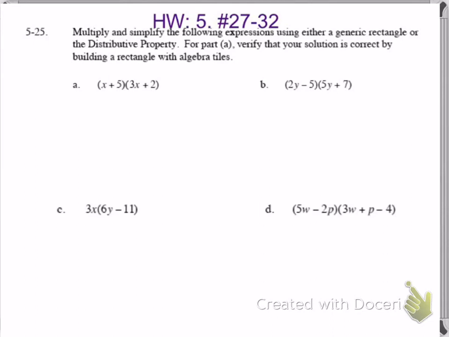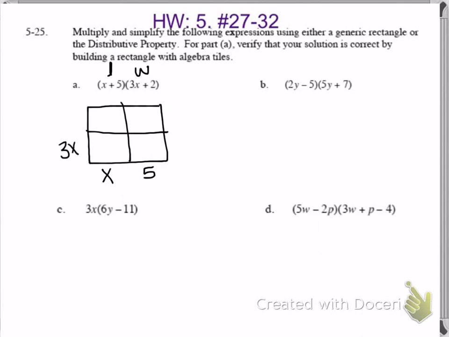So if you could please open up your classwork notebook and copy down these 4 problems. For letter A, what we're going to do is make that generic rectangle and divide it into 4 different spaces. We are going to take the length times the width. So we have to put the dimensions of our rectangle on the outside. So x plus 5 and 3x plus 2.